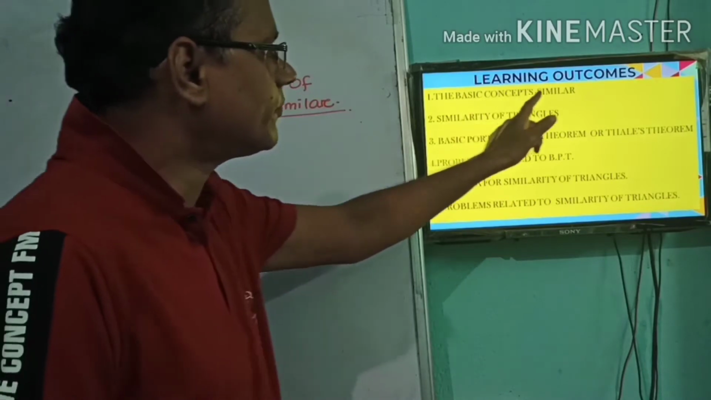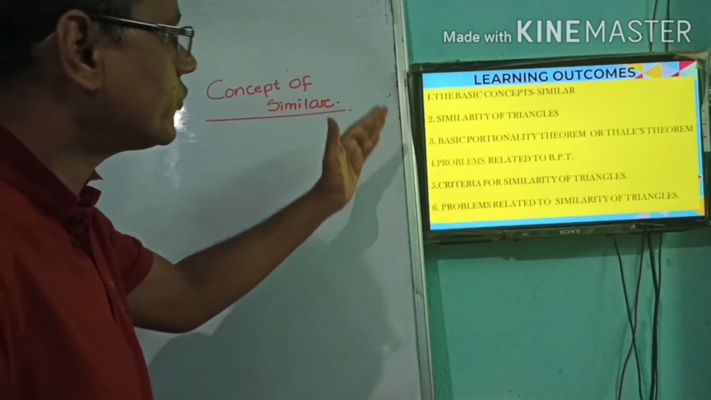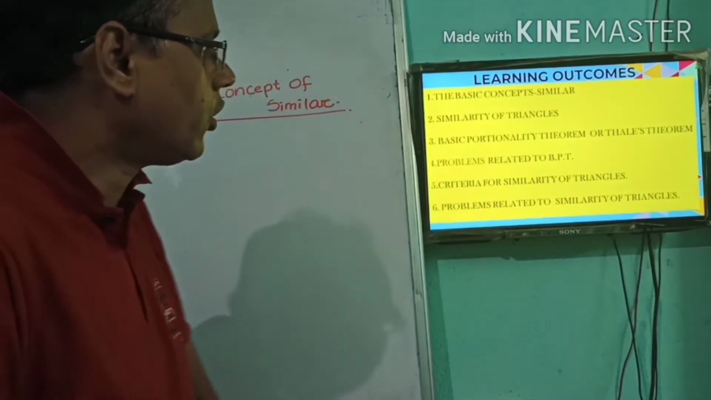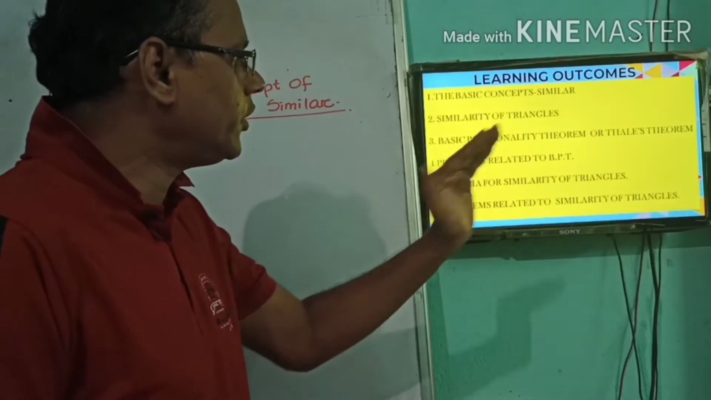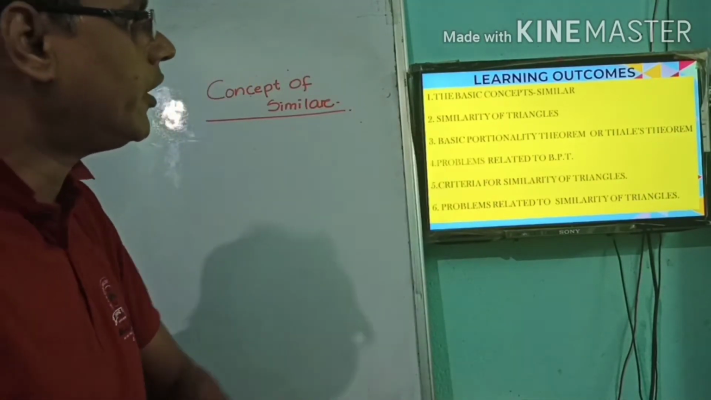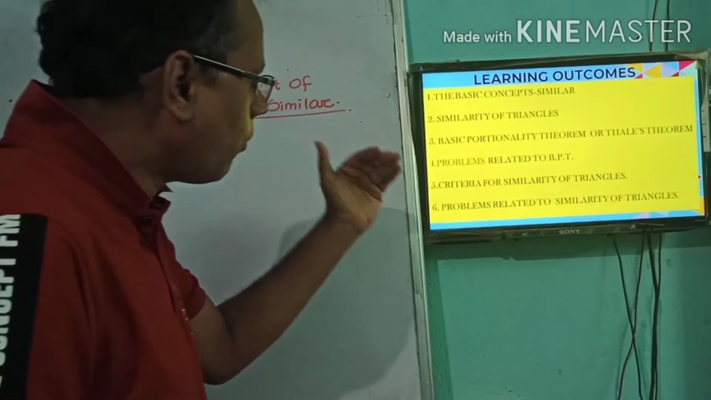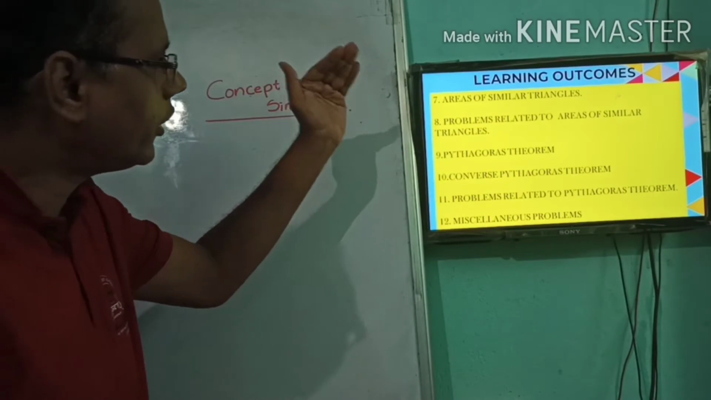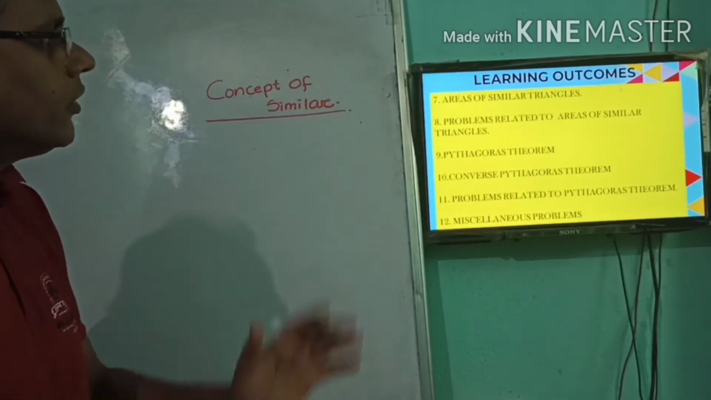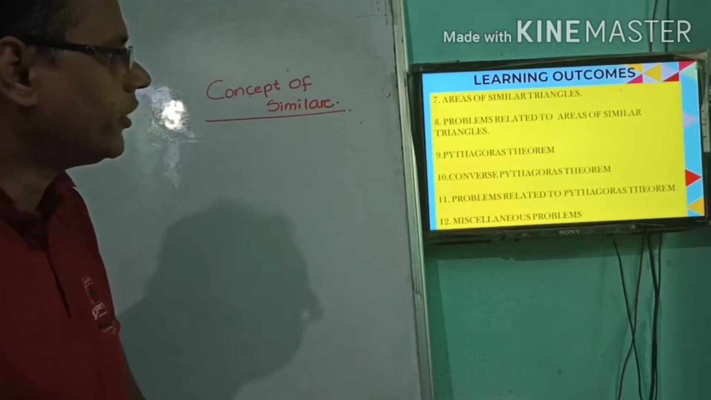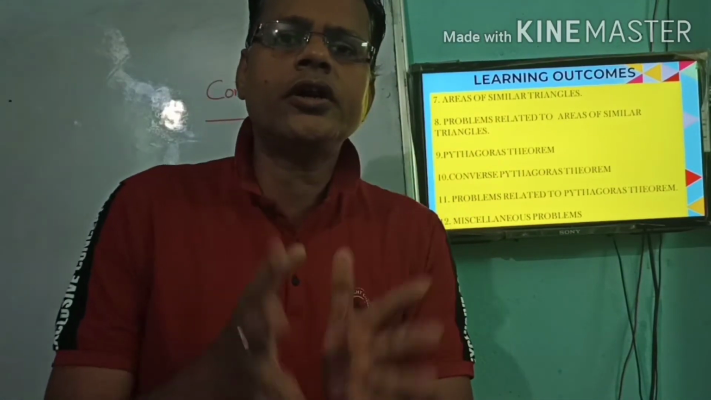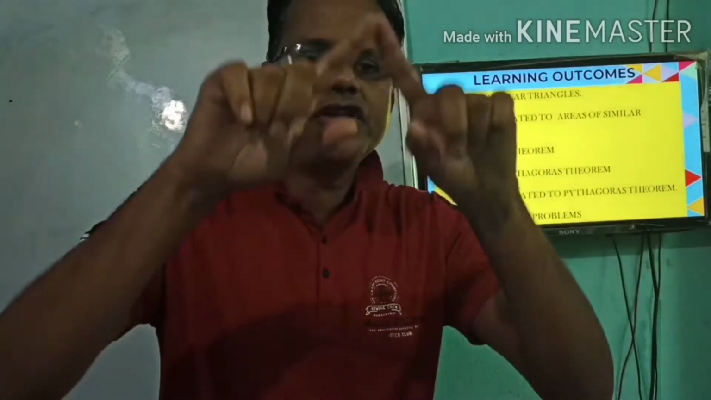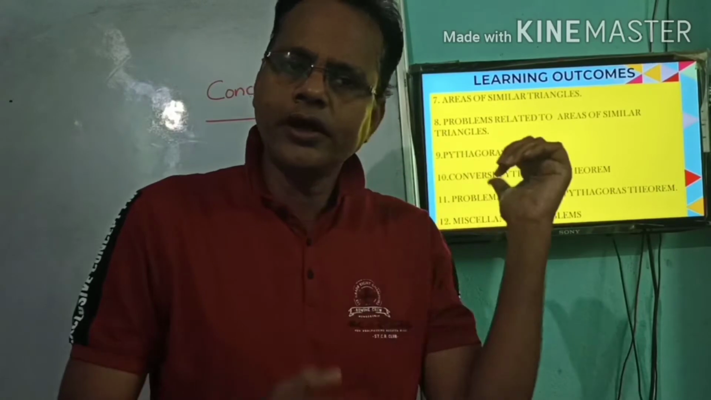First one is the basic concept, that is called similar. Next one is similarity of triangles. Next one is the basic proportionality theorem or Thales theorem. Next one is problems related to BPT. Next one is criteria for similarity of triangles. Next one is problems related to similarity of triangles. Next you see areas of similar triangles, problems related to areas of similar triangles, and the last one is the Pythagoras theorem and problems related to the Pythagoras theorem. So the total chapter is distributed under the following heads.